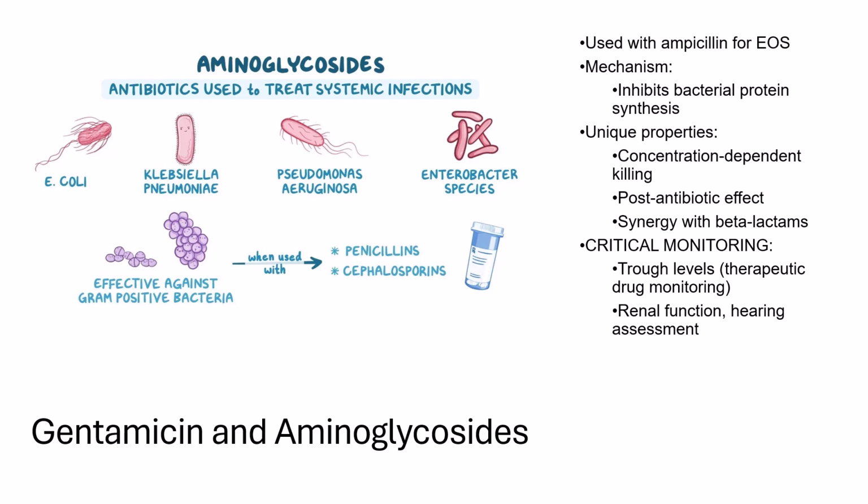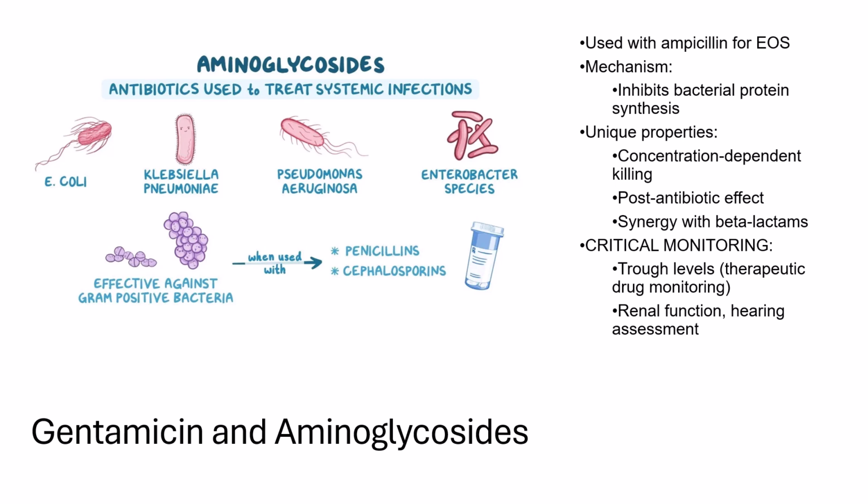Gentamicin is the most commonly used aminoglycoside in neonates. It works by inhibiting bacterial protein synthesis by binding to the 30S ribosomal subunit. A crucial concept to understand is that aminoglycosides exhibit concentration-dependent killing and have a significant post-antibiotic effect. This means higher peak concentrations lead to better bacterial killing, which is why once-daily dosing has become more common.